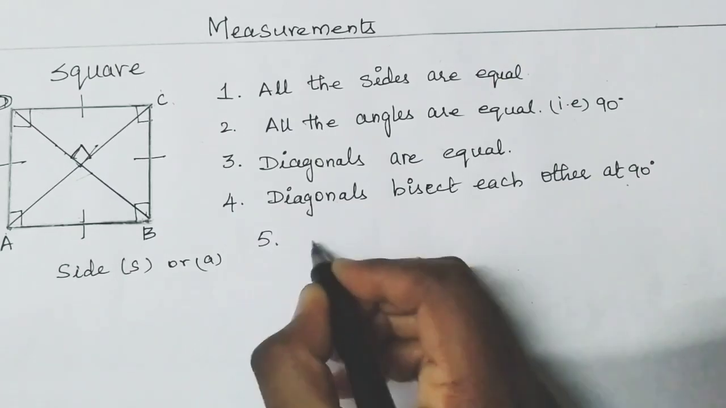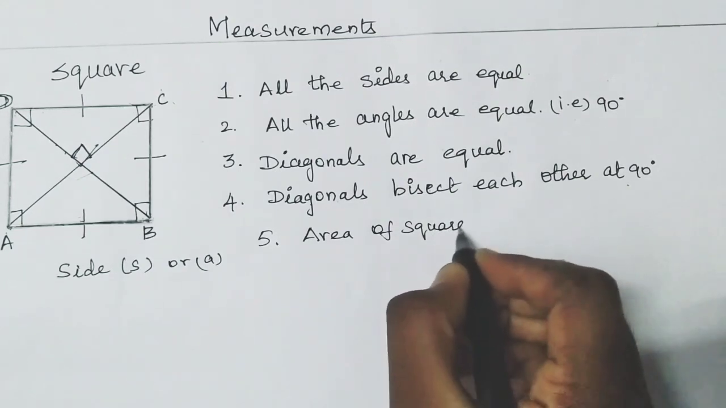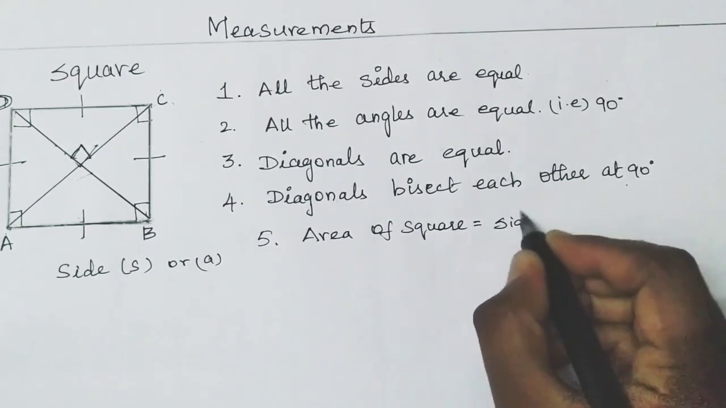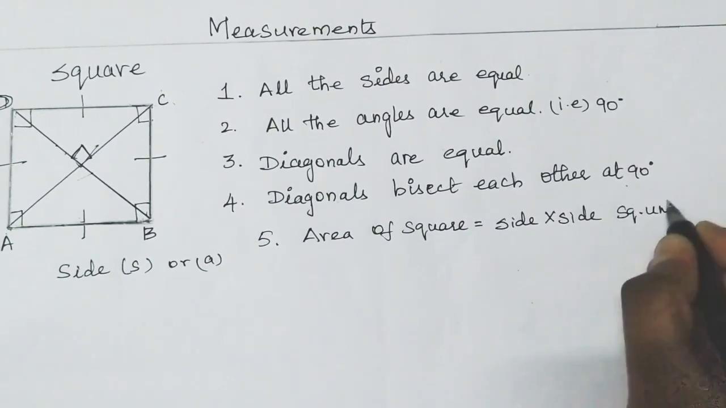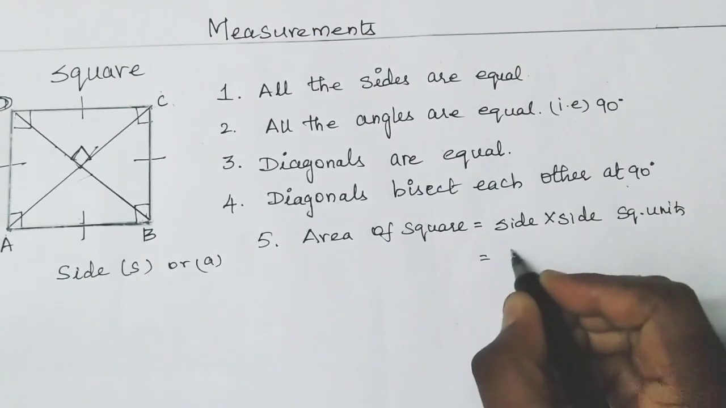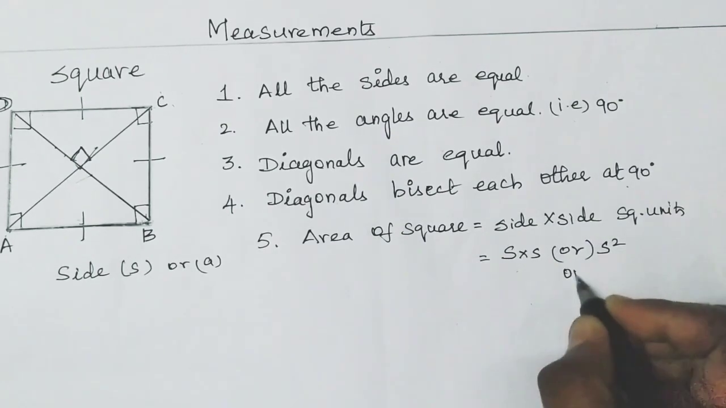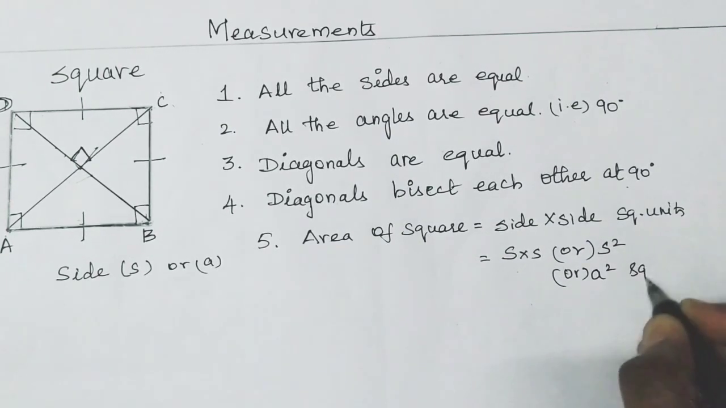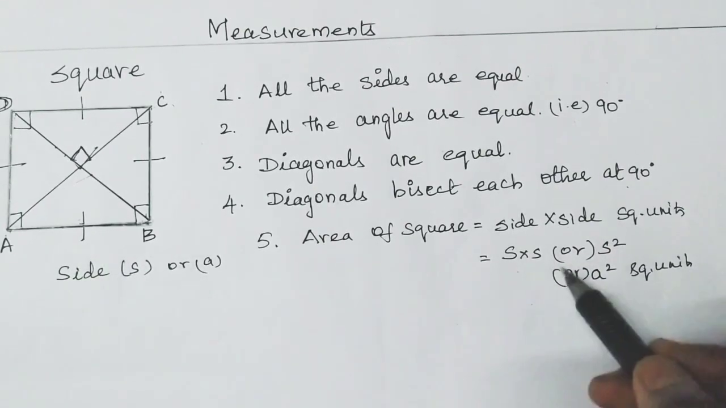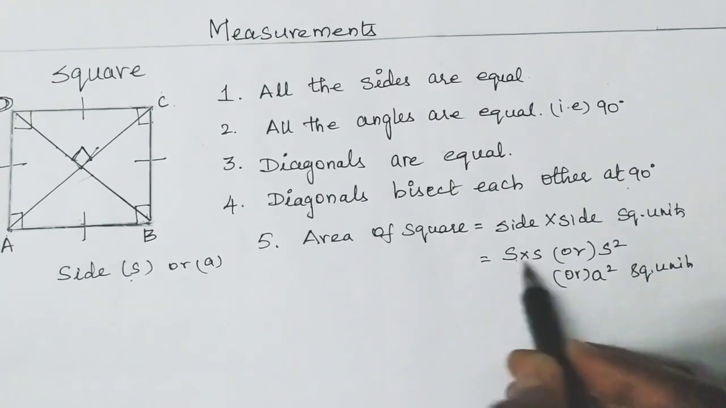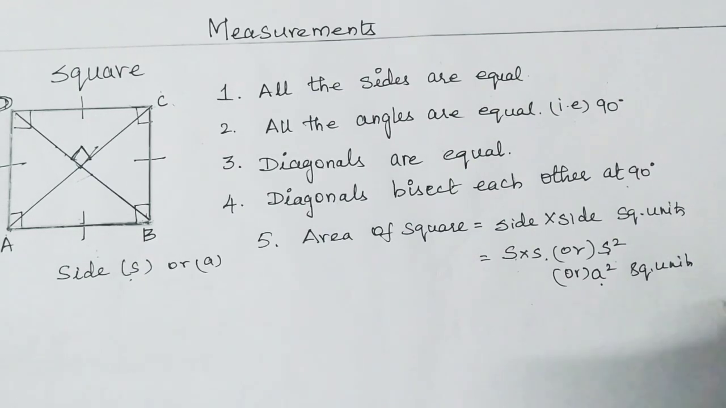So the formula to calculate area of a square is equal to side into side square units. Otherwise we can say S into S or S squared or A squared. Whatever we are taking for the side, that squared. If you are taking S as a side, side into side or S squared. If you are assuming A as a side, A into A or A squared square units.